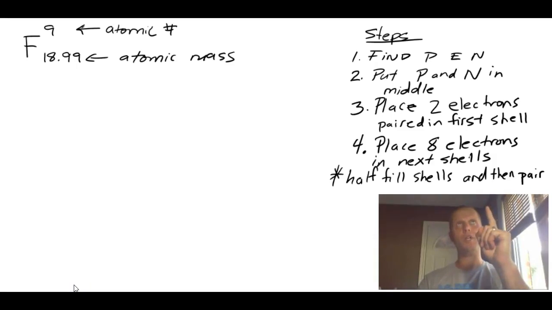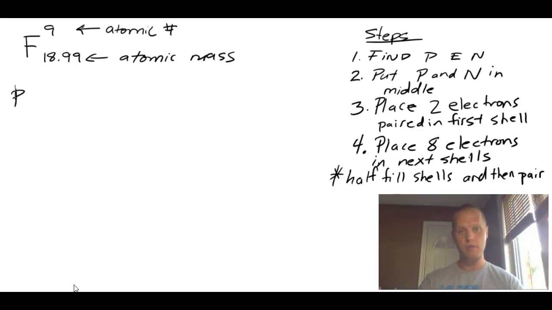So the first thing you want to do is find the protons, electrons, and neutrons, and then put P and N in the middle, and then place 2 electrons in the first shell, paired if you have 2 to place, and then place electrons in the next shells after that. And remember to half fill the shells and then pair always. So let's do step 1.